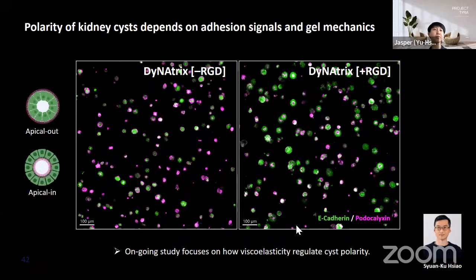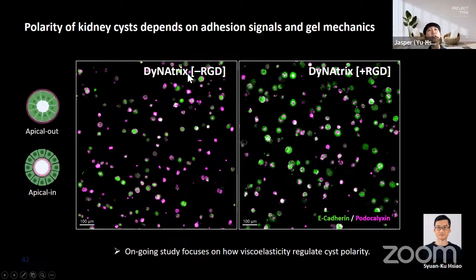First of all, these MDCK cells start growing from single cells into cyst-like structures. And the unique part is this cyst has a polarity. There's an apical-in and apical-out polarity.